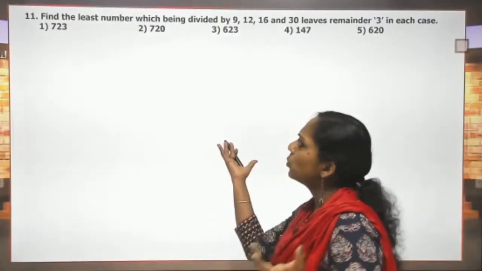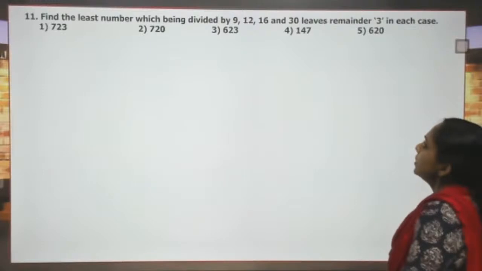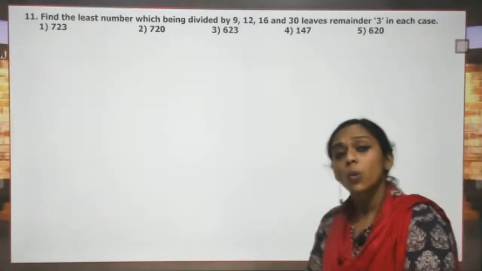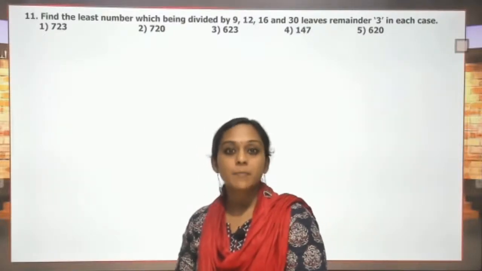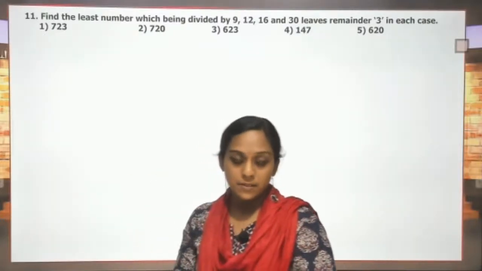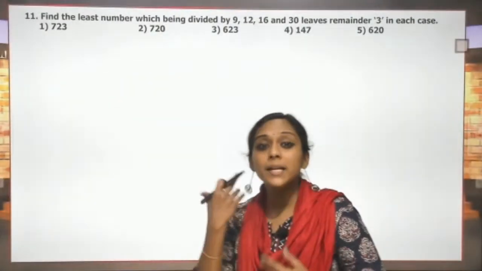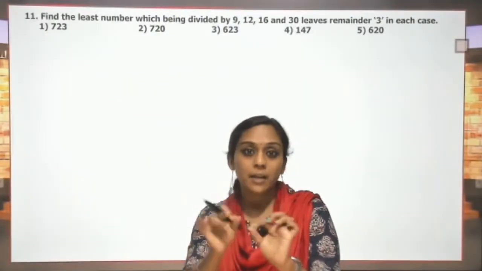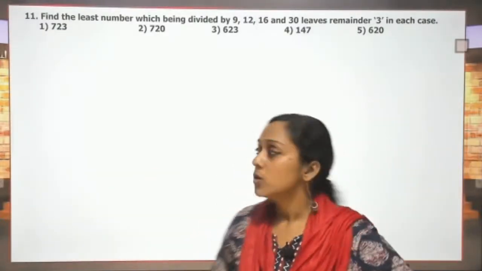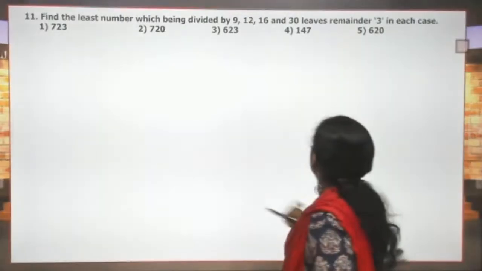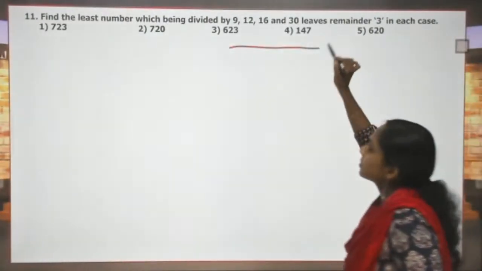So just do what? Find the least number which being divided by 9, 12, 16 and 30 leaves remainder 3 in each case. What to do? Just take the LCM, and that is a number which is exactly divisible. But here you need a remainder of 3, which means an extra 3 is there. So just take the LCM and add 3 to it. What is the LCM of 9, 12, 16 and 30?